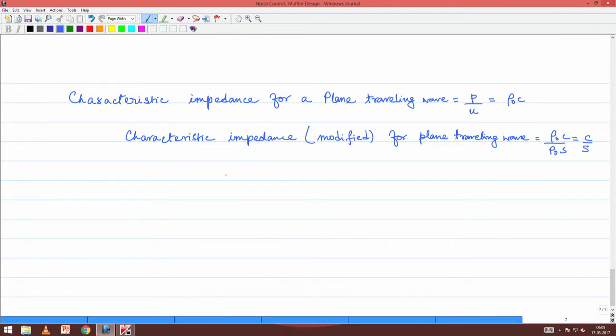We will just abbreviate this by Y. So, this characteristic impedance is denoted by Y. So, when we say capital Y from here on, it means C by S, right. This is, remember, for the plane travelling wave characteristic impedance, this is not for a standing wave situation. Okay.